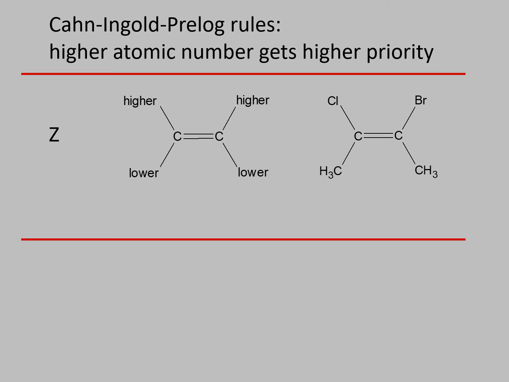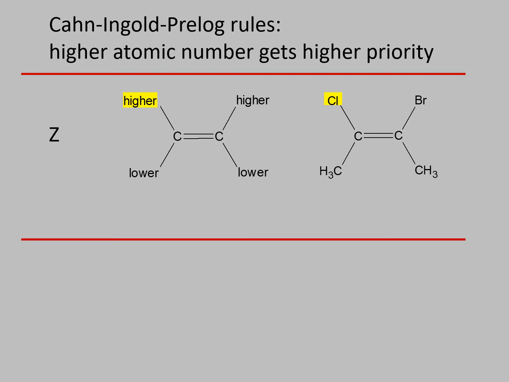double bond. And if we look at this example, on one carbon we have a methyl group and a chlorine. The chlorine has an atomic number of 17, and the carbon has an atomic number of 6. So the chlorine has higher priority, and so it is given higher priority over the methyl group.